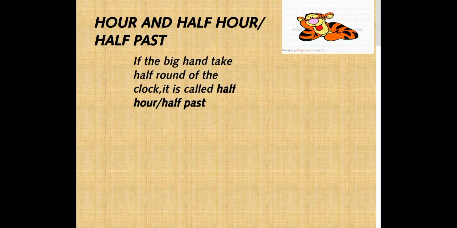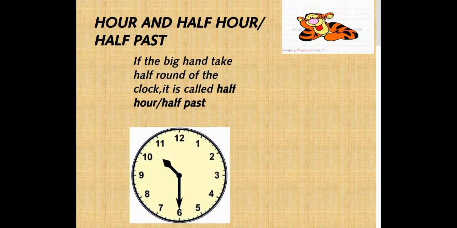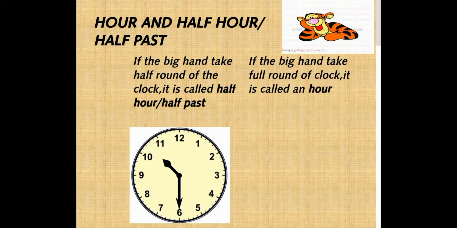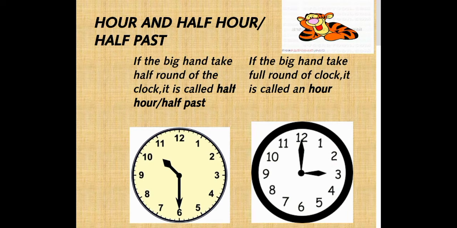If the big hand takes half a round of the clock, it is called half hour or half past. As you can see on this clock, you can observe that if the big hand takes half a round of the clock, it is called half hour or half past. If the big hand takes a full round of the clock, it is called an hour. As you can see on this clock.